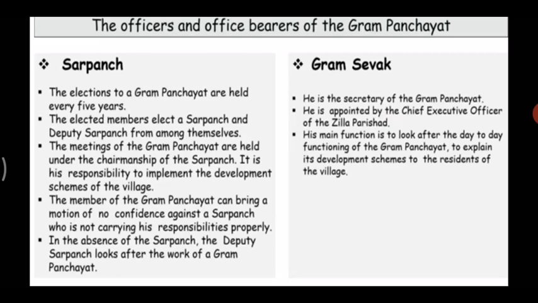Now the next is Gram Sevak. Gram Sevak is the secretary of the Gram Panchayat. He is an officer appointed by the government, not by the representatives. He is appointed by the chief executive officer of the Zila Parishad. His main function is to look after the day-to-day affairs of the Gram Panchayat and to explain the development schemes to the residents of the village, to the villagers.